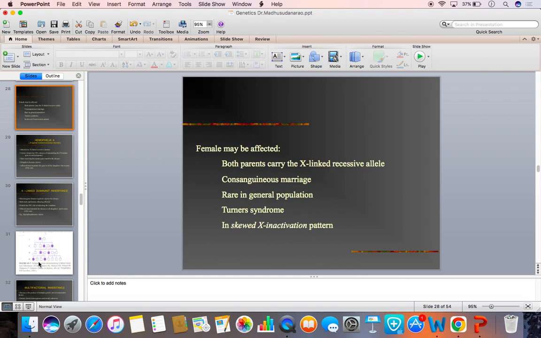Turner syndrome is one situation wherein the female may be affected because there is random inactivation of the normal X chromosome. This is called skewed X inactivation pattern. That results in the female being affected by the X-linked recessive inheritance.